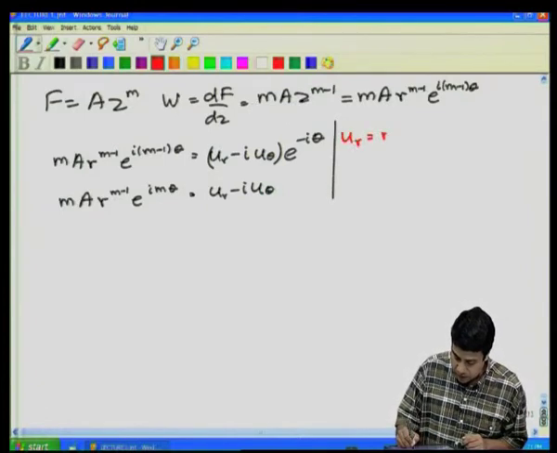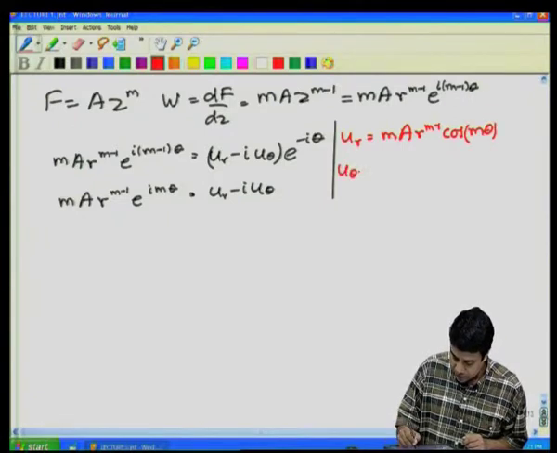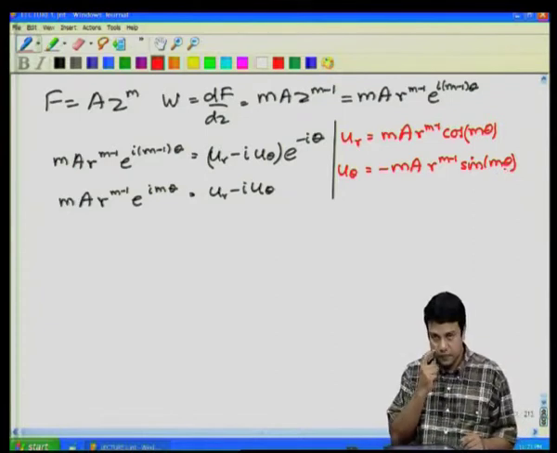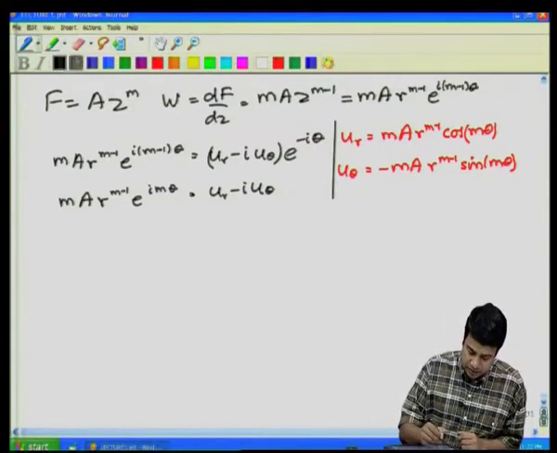u r is equal to m a r power m minus 1 cos m theta, and u theta is equal to minus m a r power m minus 1 sine of m theta. Okay, so, those are the u r and u theta velocities. Now, we can plot these once again on an xy plane.